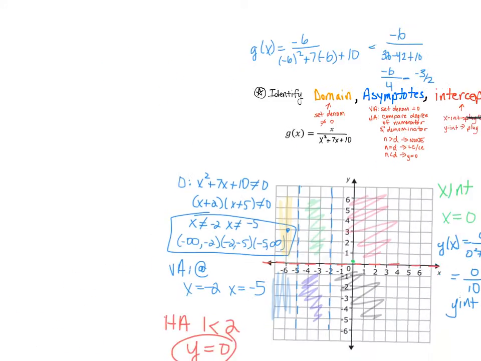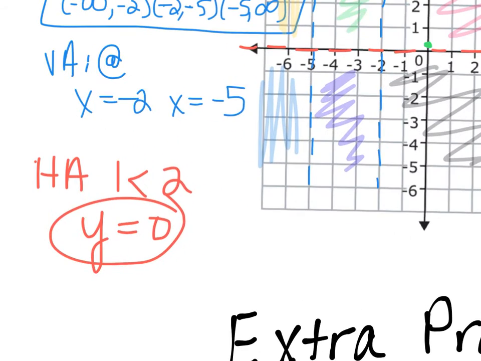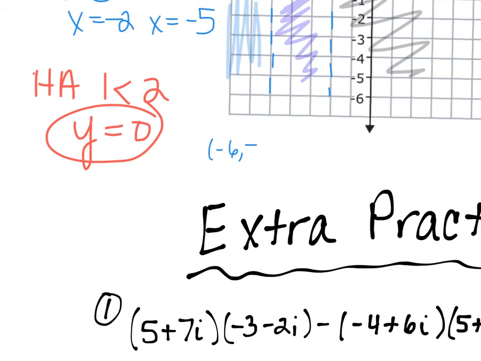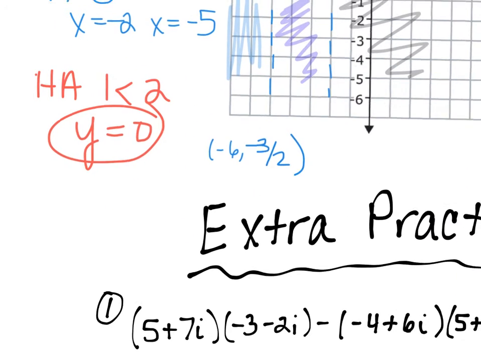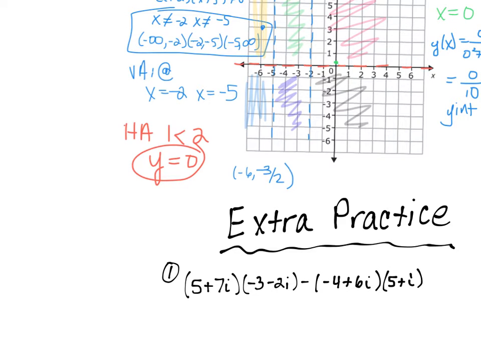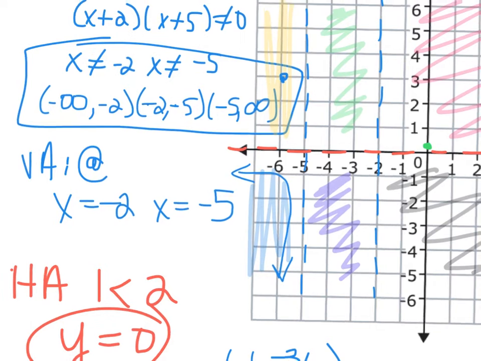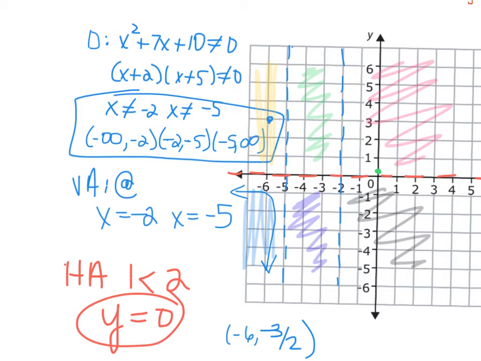So this reduces to -3 over 2. Agreed? So when I plug in -6, I get -3 over 2. So tell me, guys, where is the point -6, -3 over 2? What color section is it in? It's in the blue section, correct? It's below the horizontal asymptote. So then you know that your boomerang exists here, not in the orange or the yellow.